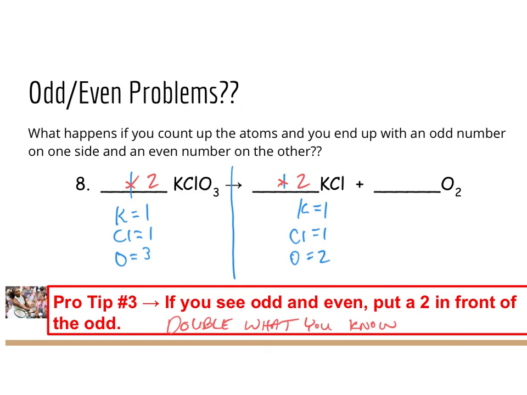I always like to start over here with the counting just to make sure. So my 1 is now a 2. That should be a 2. The Cl should be a 2. But look what happened to my oxygens. Now, on the left side, my oxygens are 6. Well, 2 times what gives me 6? 2 times 3 gives me 6. So we now have this balanced.